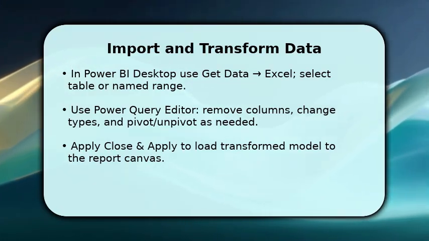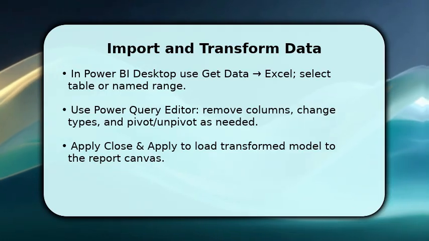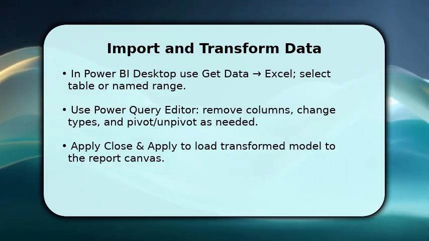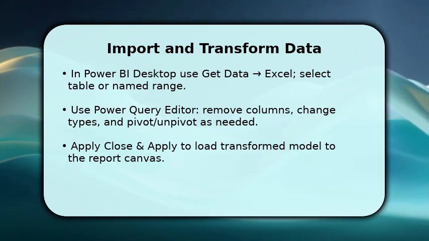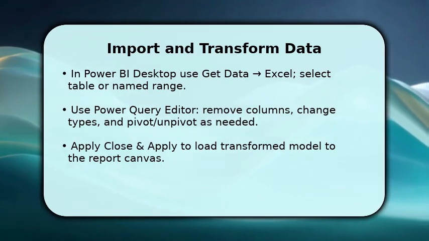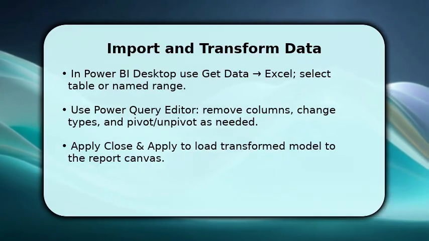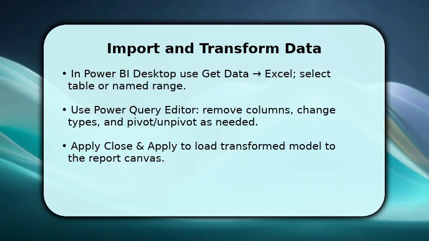Once loaded, click Transform Data to open Power Query Editor. Here you remove unnecessary columns, set correct data types, filter rows, and apply pivots or unpivots so the model matches reporting needs. Make sure to give meaningful column names and create calculated columns if needed.